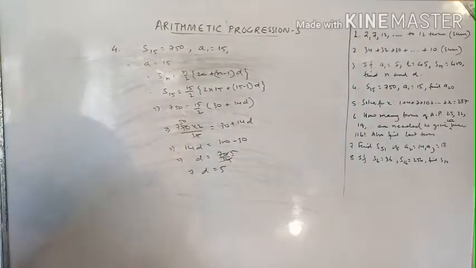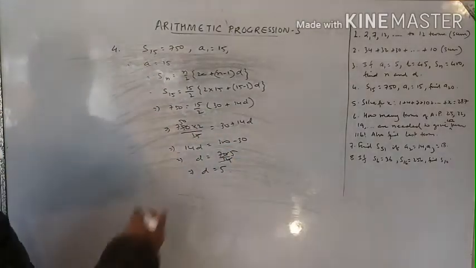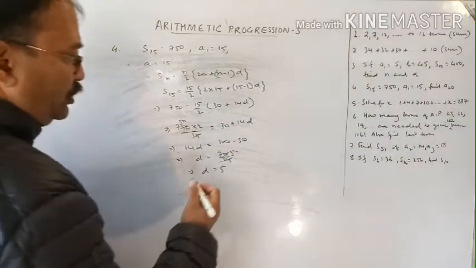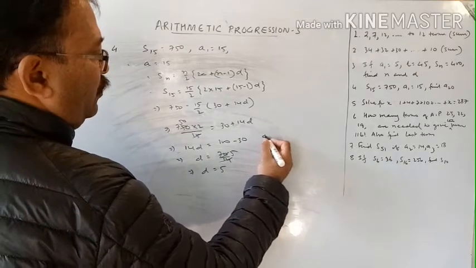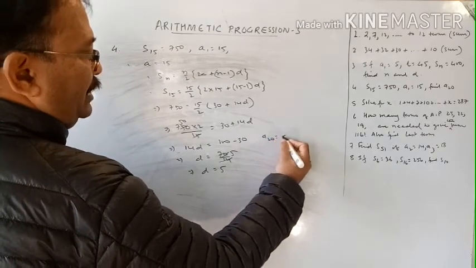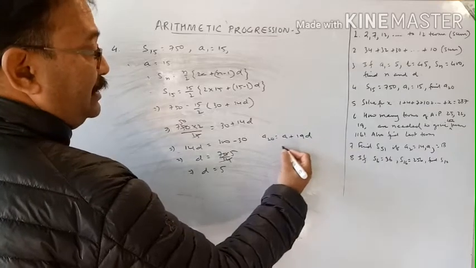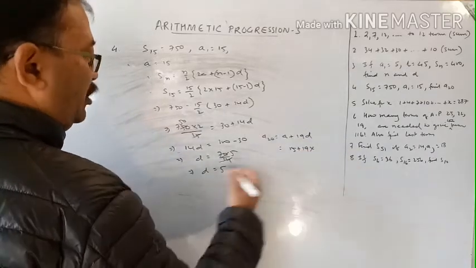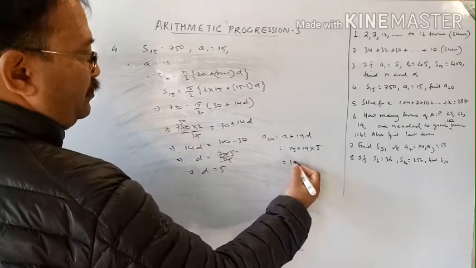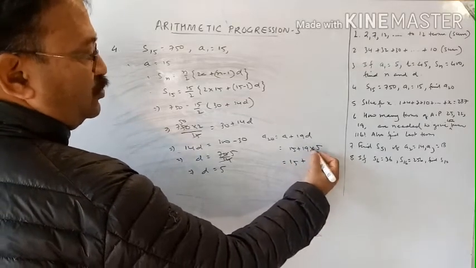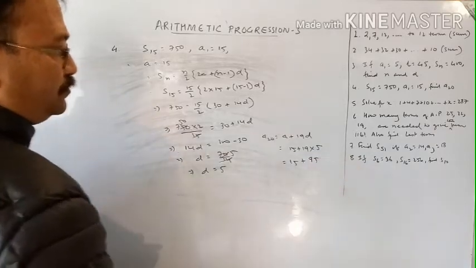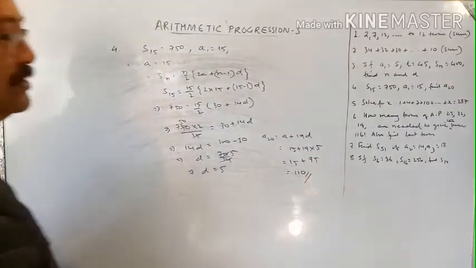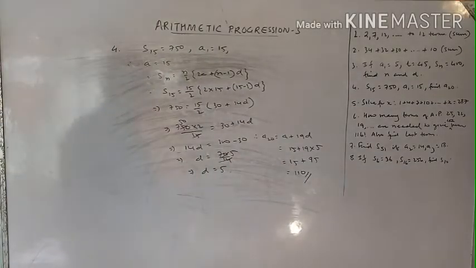Now we know the value of a, we know the value of d. So we have to find a20. Therefore a20 is equal to, the formula is a plus 19d. So a is 15 plus 19 into d, how much is d? 5. So 15 plus 19 into 5 is 95. 95 plus 15 is 110. So the 20th term is 110.